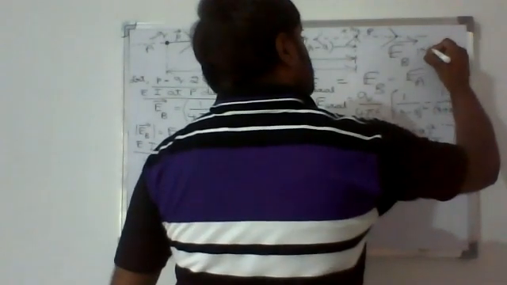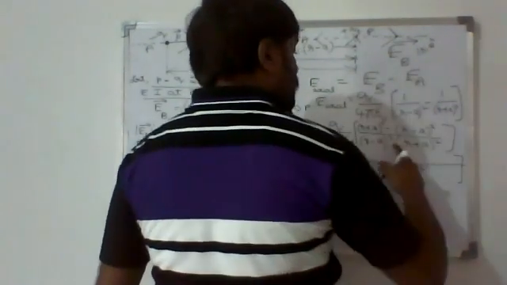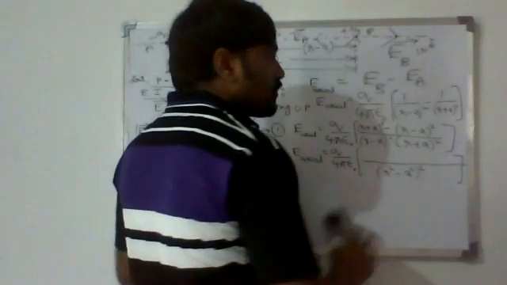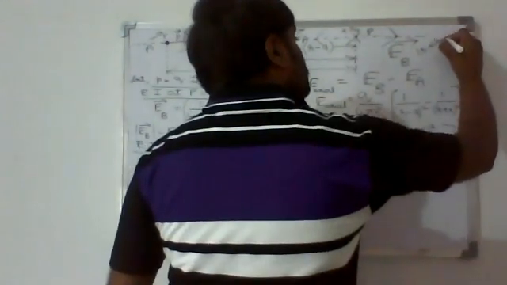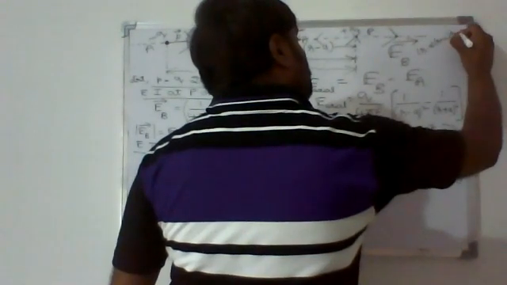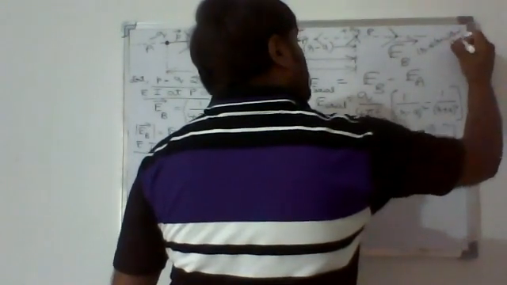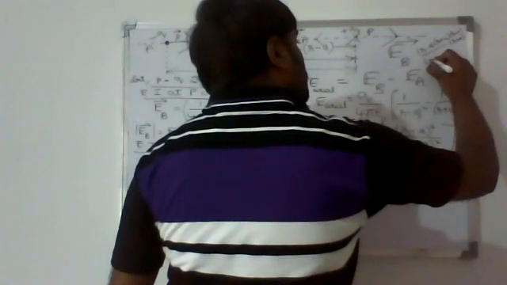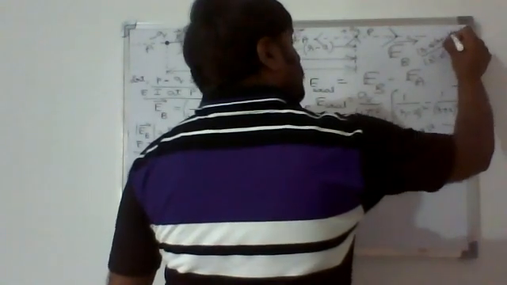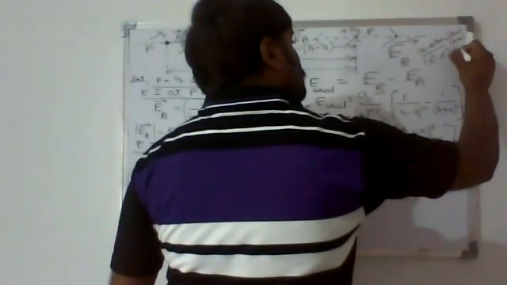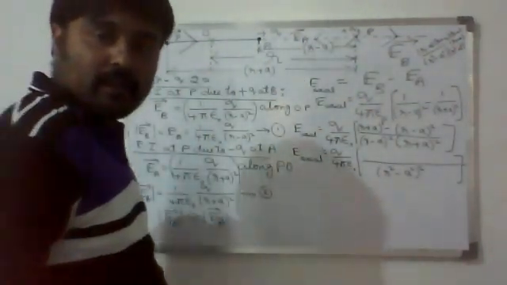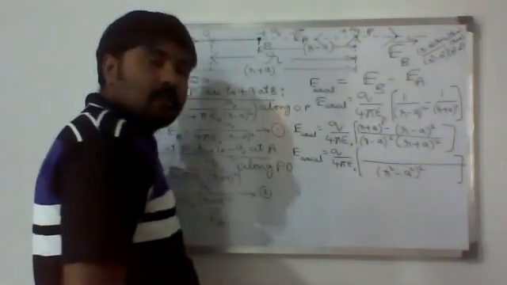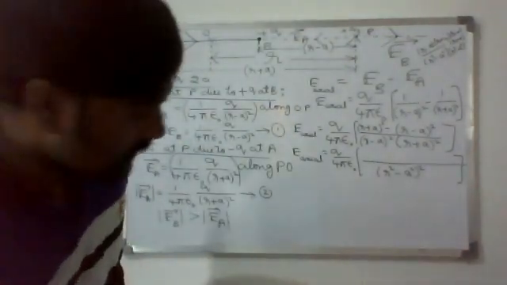(R minus a) square into (R plus a) square can be written in the form of (R minus a) into (R plus a), again (R minus a) into (R plus a), giving R square minus a square. Again, (R minus a) into (R plus a) is R square minus a square. R square minus a square into R square minus a square is (R square minus a square) whole square.